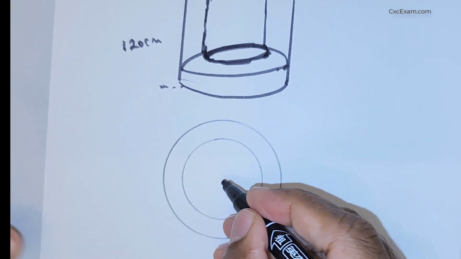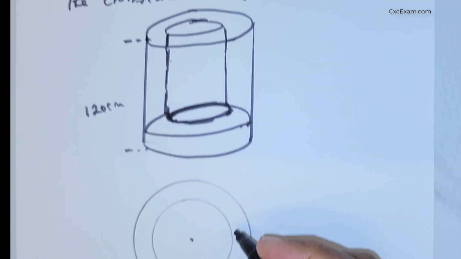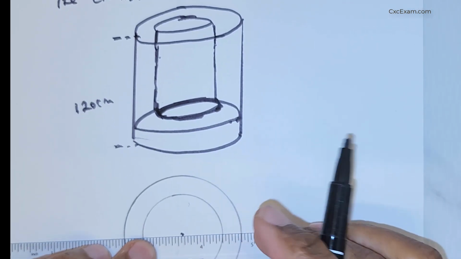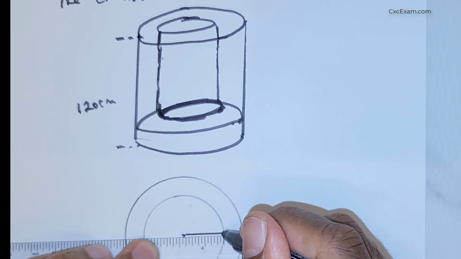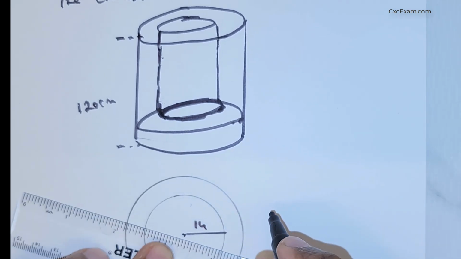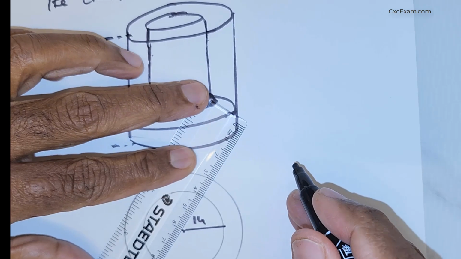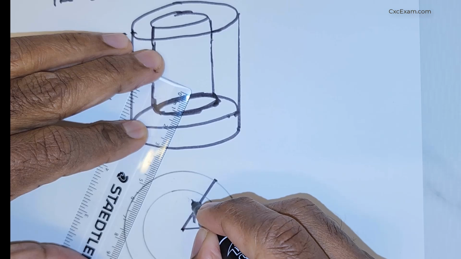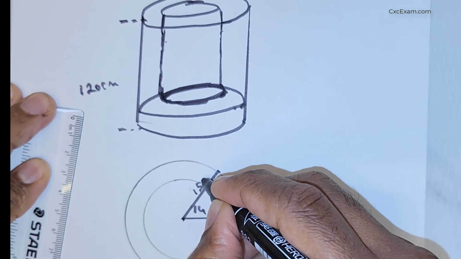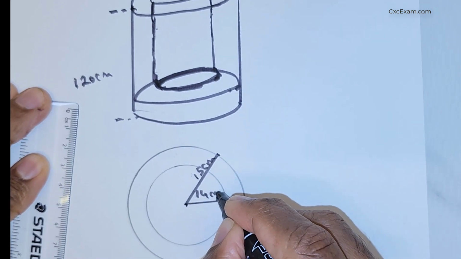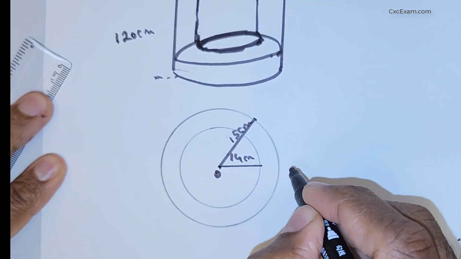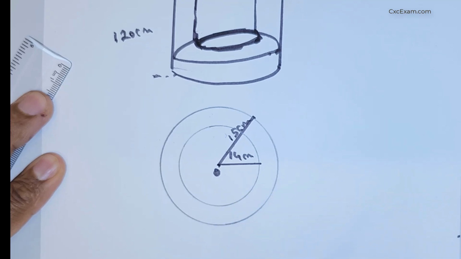So now this is the center. The inner radius is 14 cm, so this is 14 cm. The outer is given as 15 cm, so this is 15 cm. 15 cm, 14 cm. Okay, so that is the cross-sectional view. This is the completion for this question.